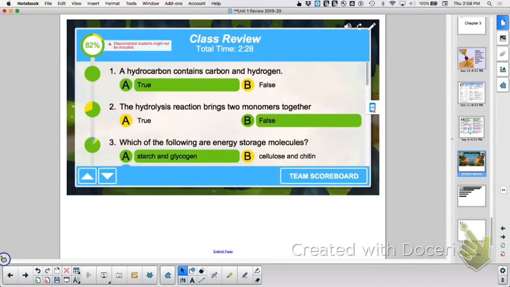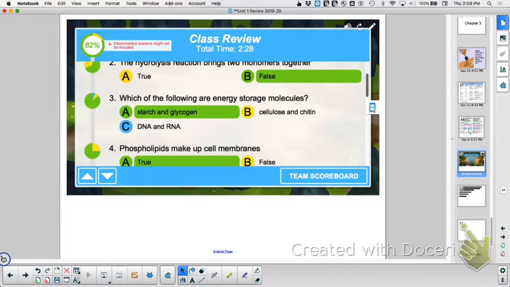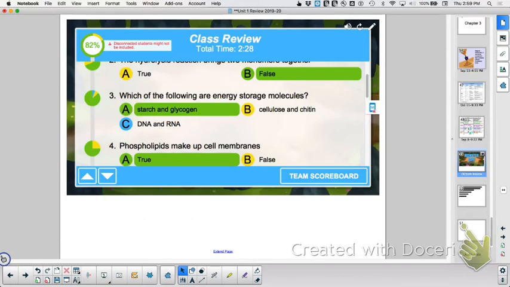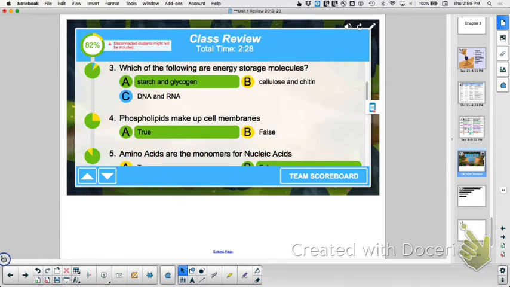All right. A hydrocarbon contains carbon and hydrogen. True. The hydrolysis reaction brings two monomers together. You said false because hydrolysis is about what? Breaking. Which of the following are energy storage molecules? Starch and glycogen. You can see how many of you got it right the first time. Phospholipids make up cell membranes. What are phospholipids modifications of? A fat. You remove one fatty acid chain and replace it with a phosphate group.